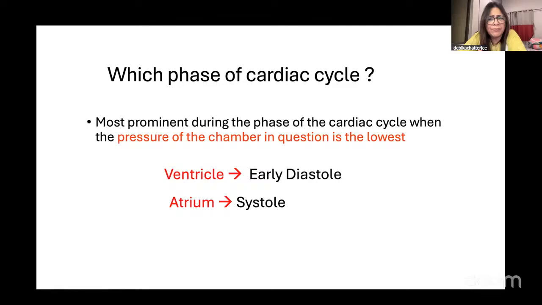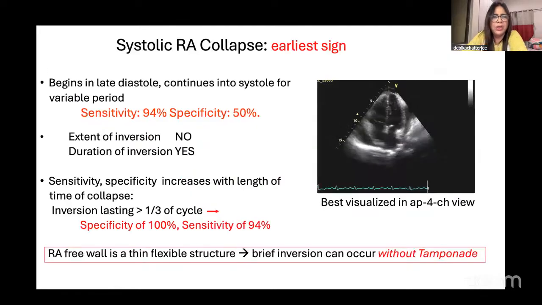Then, in which phase of the cardiac cycle is there a collapse of the chamber? It is during that phase where the pressure of that particular chamber is lowest. Like in the ventricle, the early diastolic phase shows the lowest pressure, and in the atrium, it is during the ventricular systole when the pressure of the atrium is lowest. So let us see what are the signs we get in tamponade.